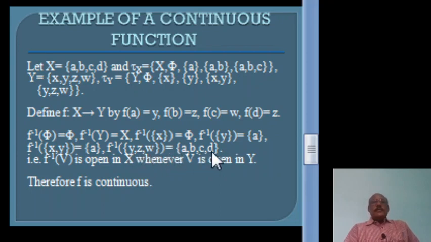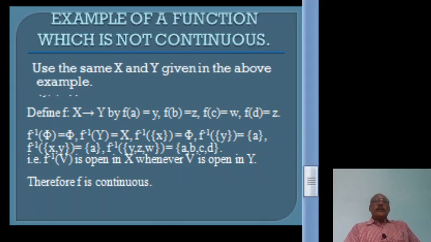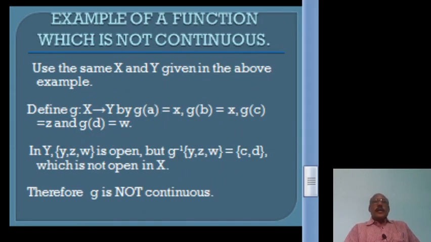And here we see that the inverse images of all the open sets are open in the first topological space. Therefore, your function f is a continuous function from X to Y. Now let us find a function which is not continuous. Now take the same topological spaces X and Y. Define a function g from X to Y by g of a is equal to x, g of b is equal to x, g of c is equal to z, and g of d is equal to w.